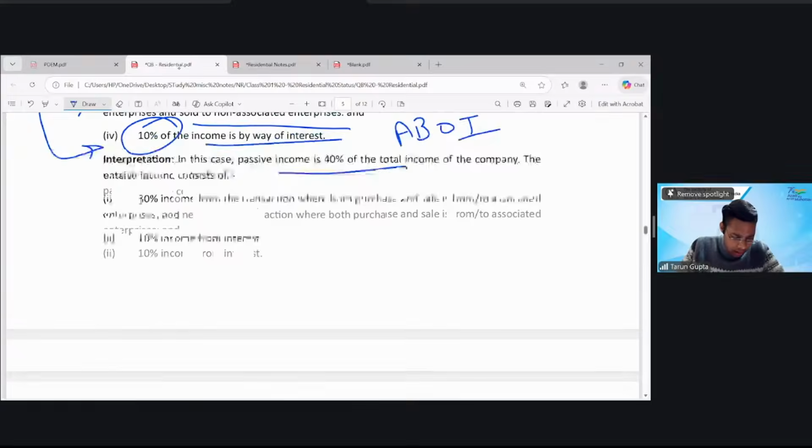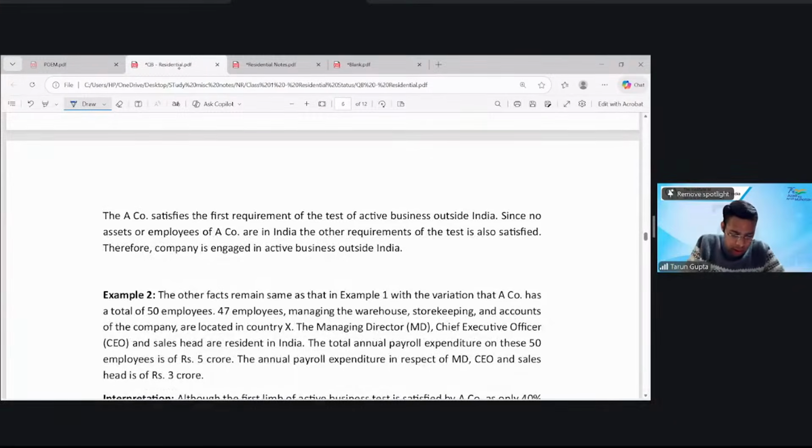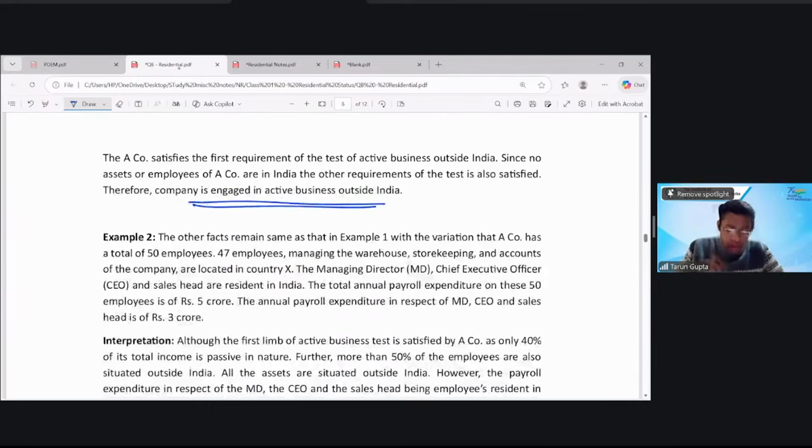In this case, passive income is 40%. If A satisfies the requirements, is the company engaged in active business outside India? So the question was whether the company is engaged in active business outside India or not. Example 2. The other facts remain the same as in example 1, except A company has a total of 50 employees. 47 employees managing the warehouse, storekeeping, and accounts of the company are located in country X. So out of 50, 47 employees are situated outside India.